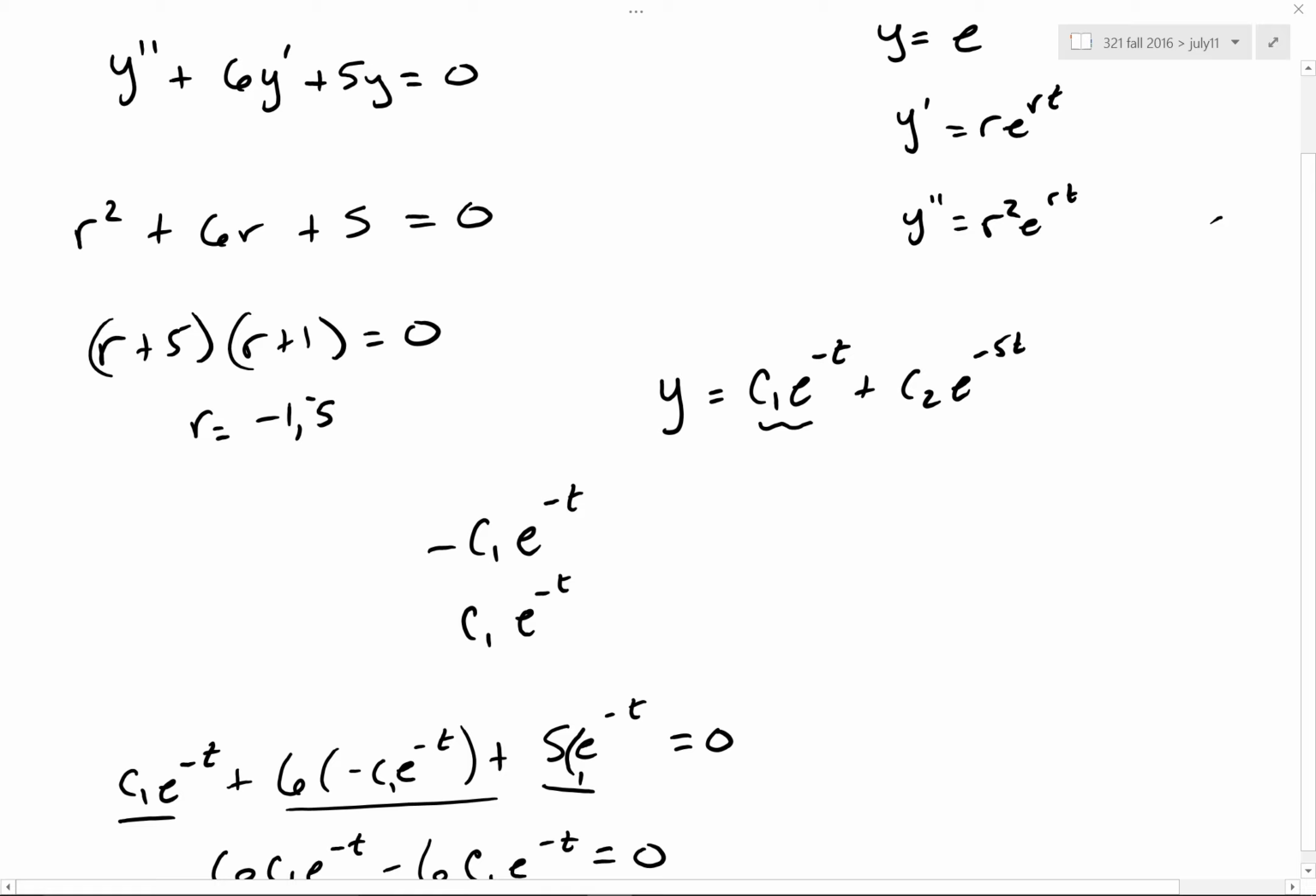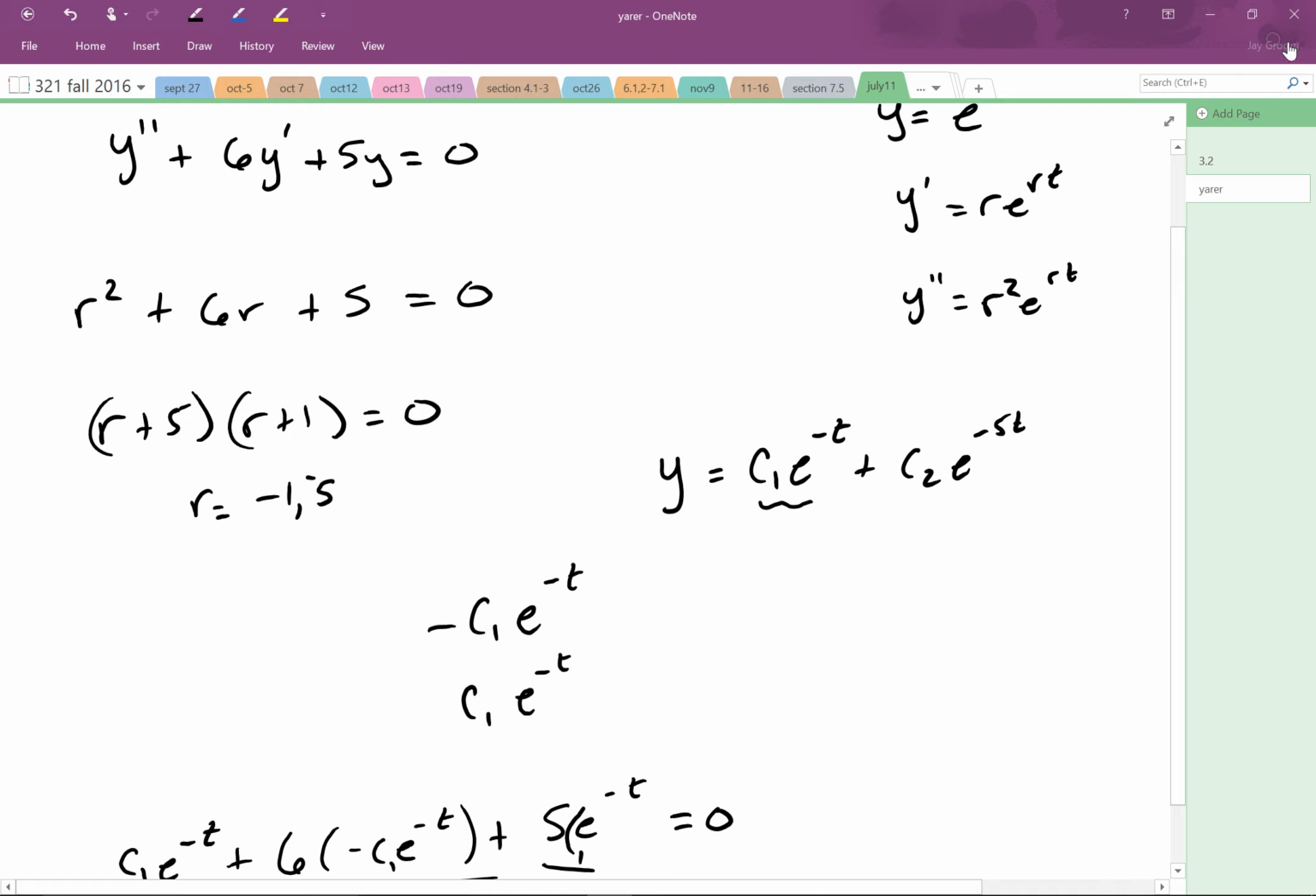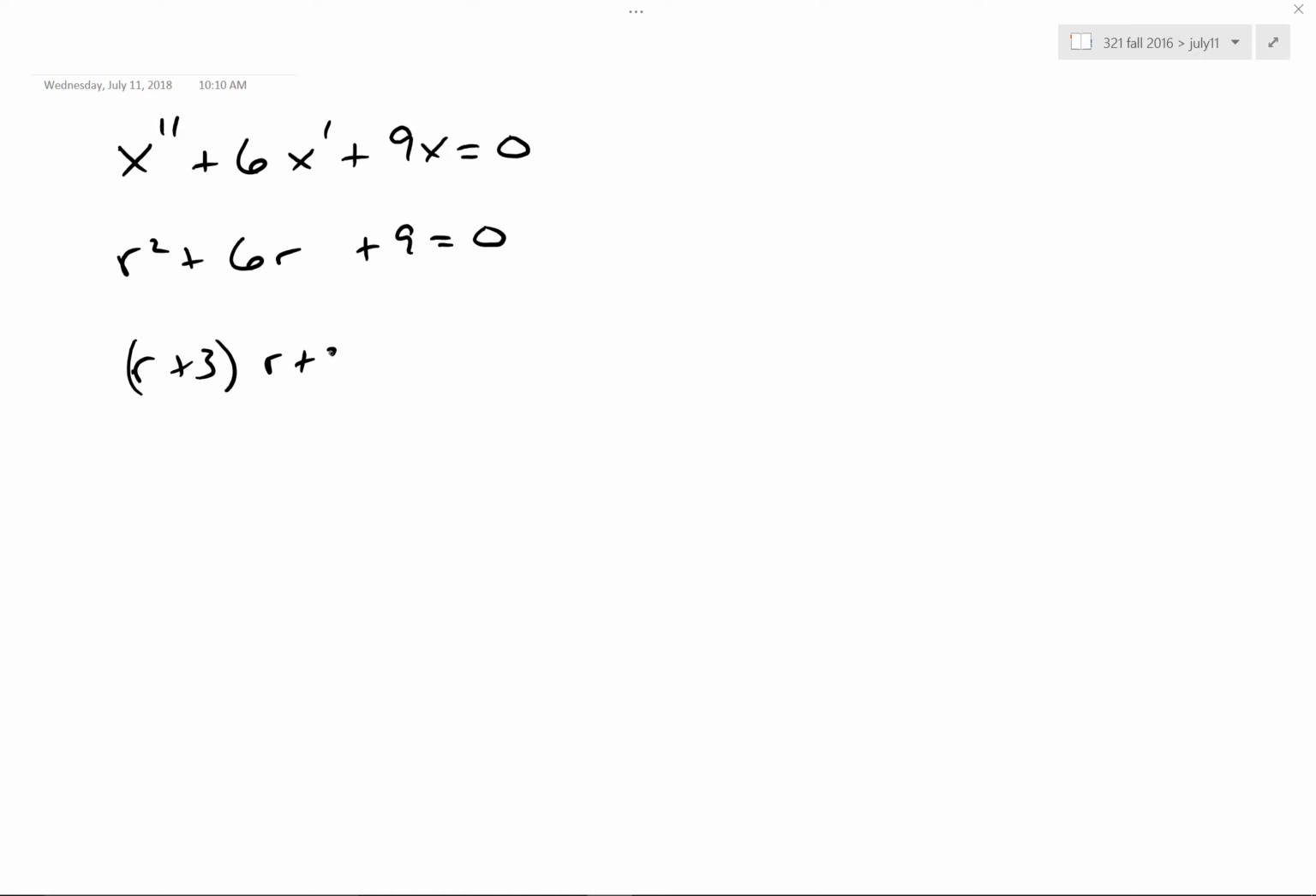So let's try another one of them. Suppose this is the one I talked about last week when we did these. I think it was this guy. And again, that's going to be r squared plus 6r plus 9. So that's (r plus 3)(r plus 3). So the answer is negative 3. It's a double root.